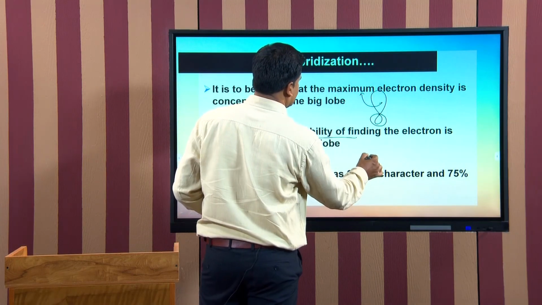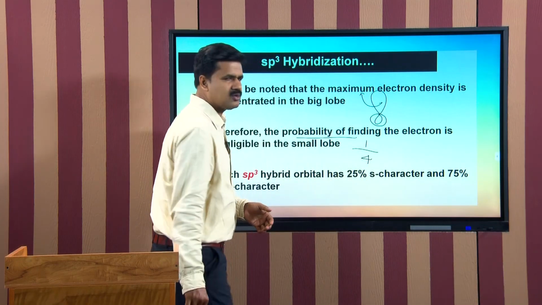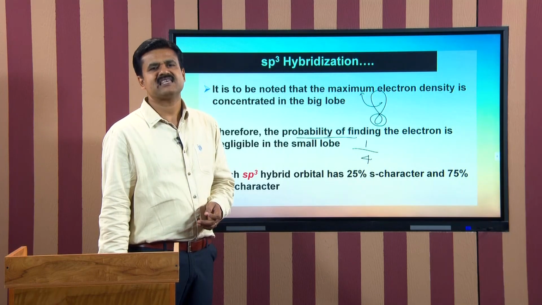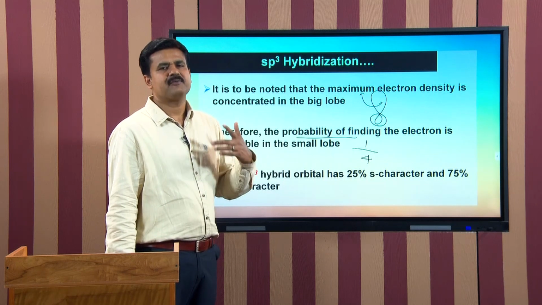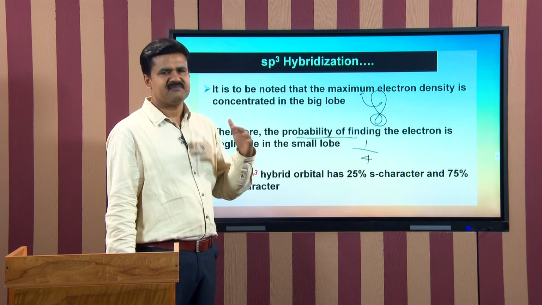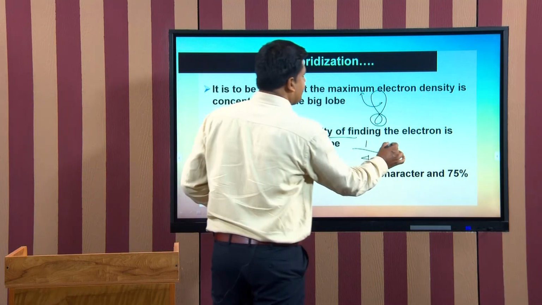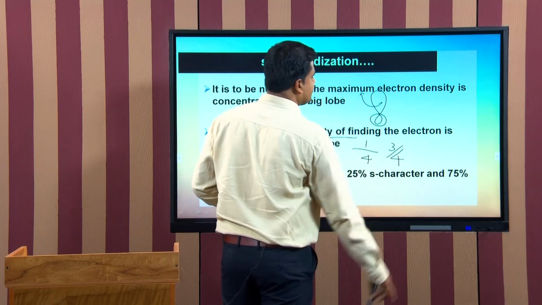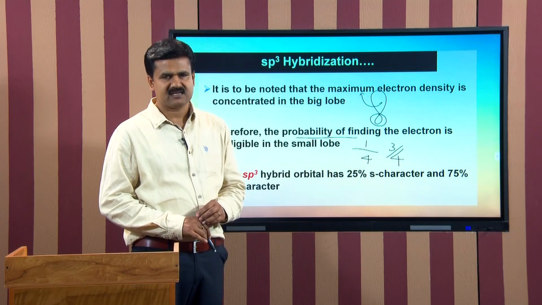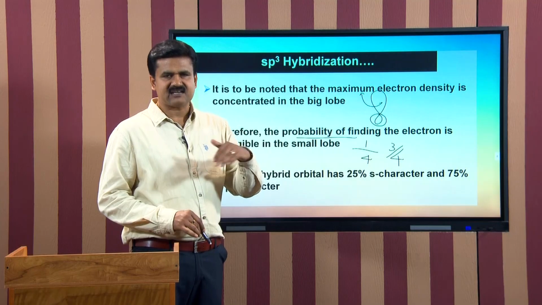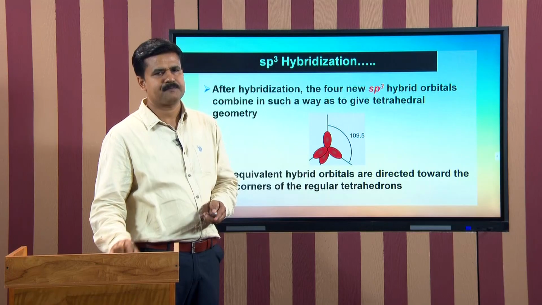Here there are a total of 4 orbitals, out of which one is an s orbital. So, 1 by 4 is the character of the s orbital, that is 0.25. When it is converted to percentage, 25% will be the s character, and the remaining 3 by 4 will be the p character, hence 0.75, that is equal to 75% p character. So, in sp3 hybridization, s character is 25% and p character is the remaining 75%.